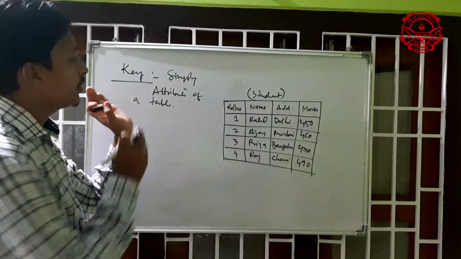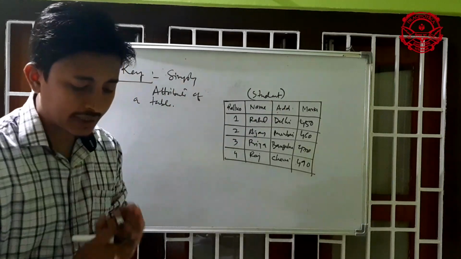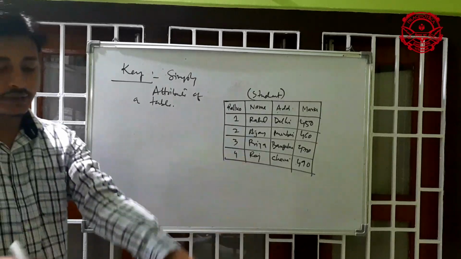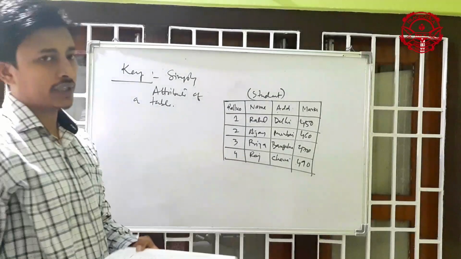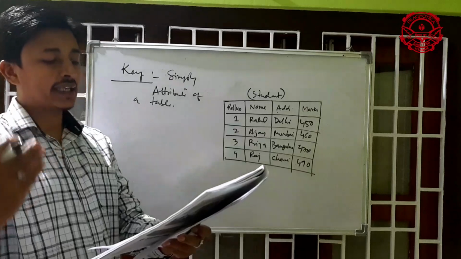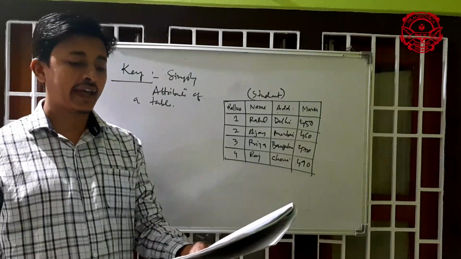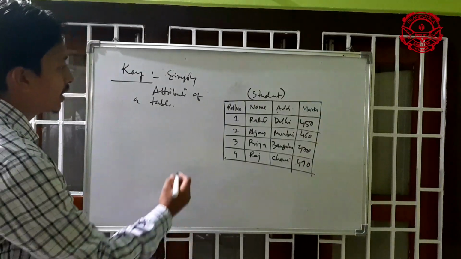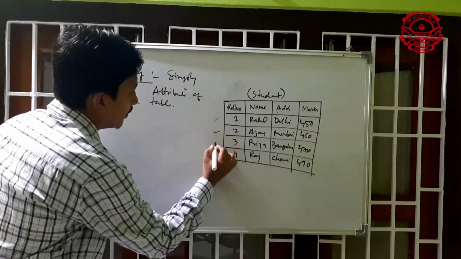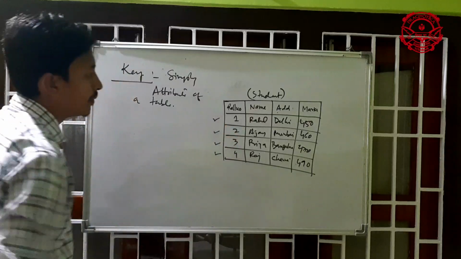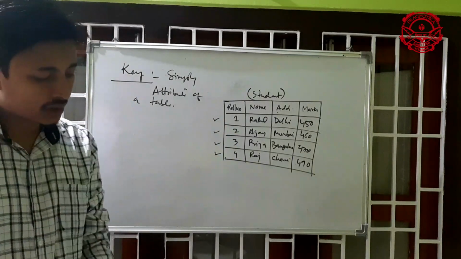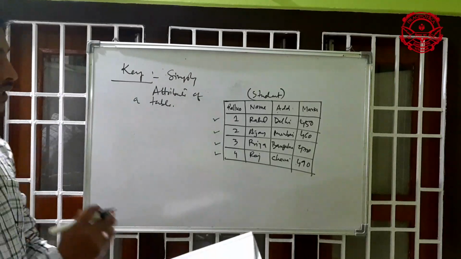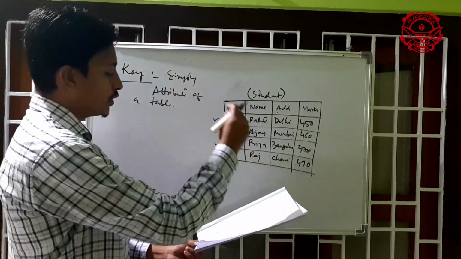Key is one of the attributes of a table. Now see, key is used to uniquely identify any two tuples in the table. So what does key mean? Key is used to uniquely identify any two tuples in the table. This is called a tuple. Tuple means rows or records. Key is used to uniquely identify any two tuples.